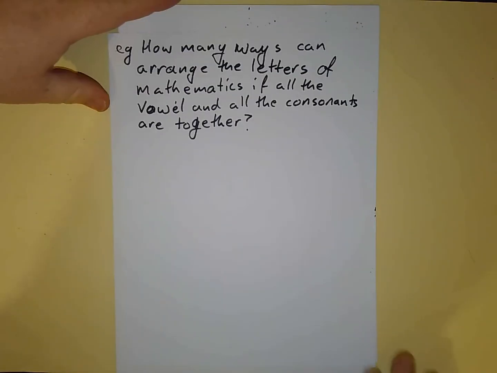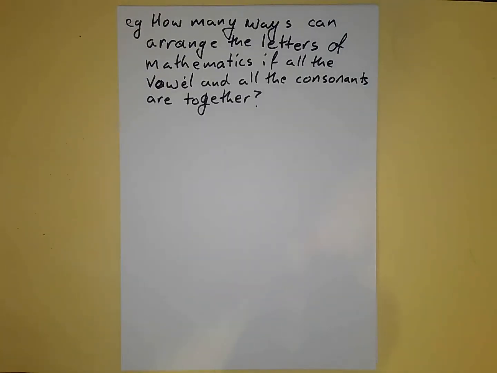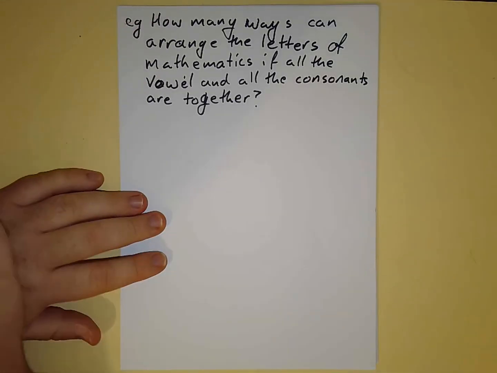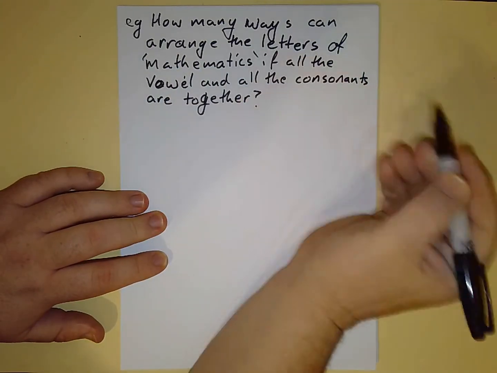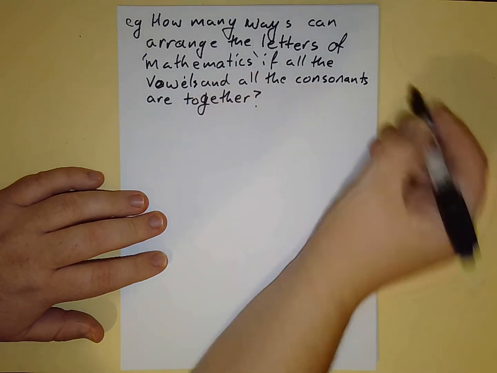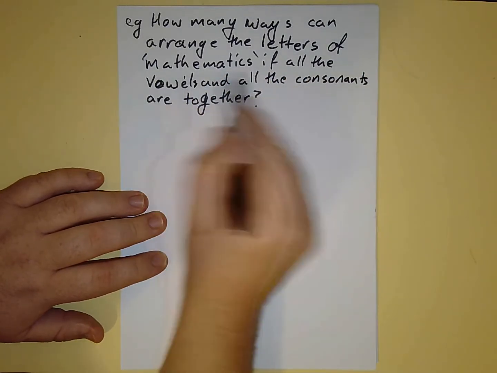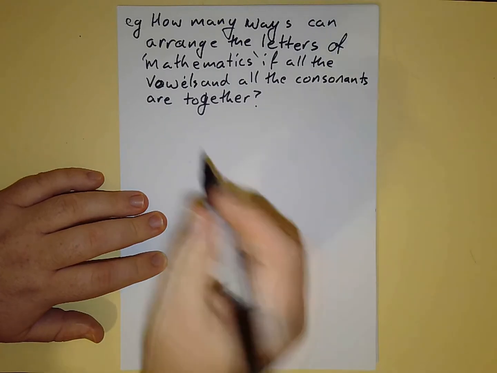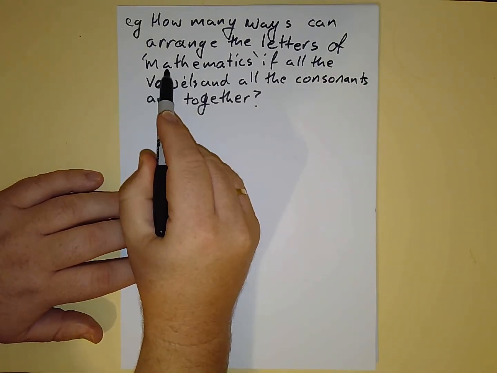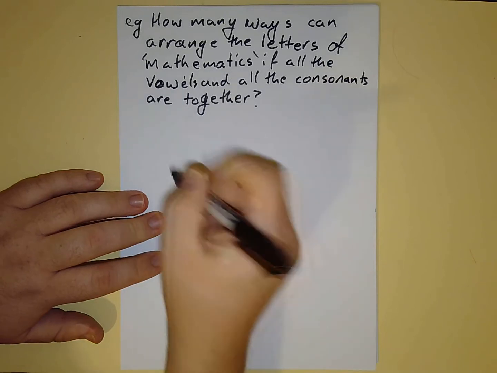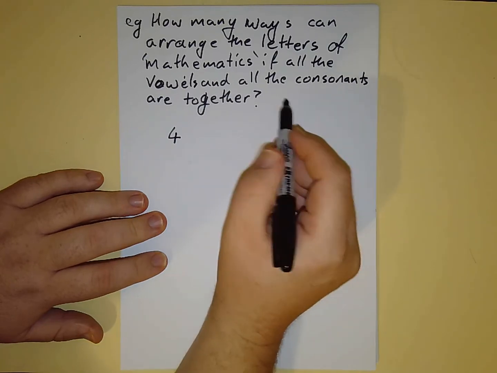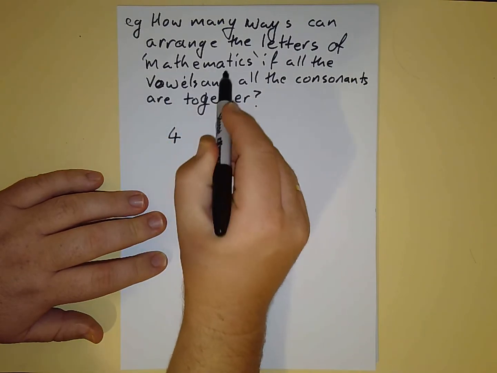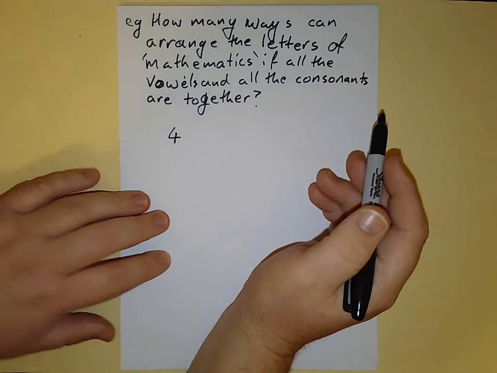All right. So let's look now at a third problem. How many ways can we rearrange the letters of MATHEMATICS if all of the vowels and all the consonants are together? So what I'm saying is all the vowels are together, all the consonants together. Well, let's go through and count the number of vowels. I've got 1, 2, 3, 4. So I've got 4 of them. And I've got 1, 2, 3, 4, 5, 6, 7 consonants.